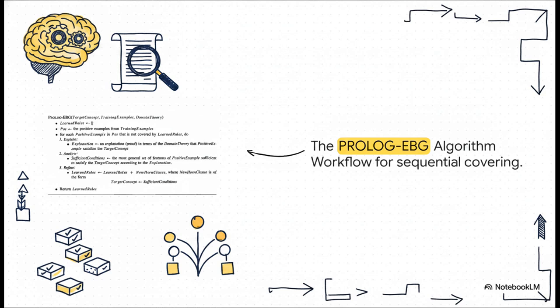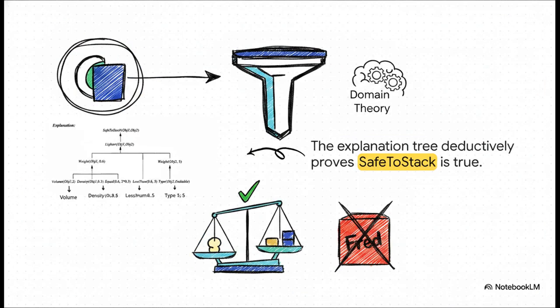The flow is fascinating. It starts by creating an explanation, a mathematical proof really, that the example meets the target concept. Then, it analyzes that proof to find the most general set of features that are sufficient to satisfy it. And finally, it refines its set of learned rules by plugging in this newly discovered general condition. This is where it all clicks.